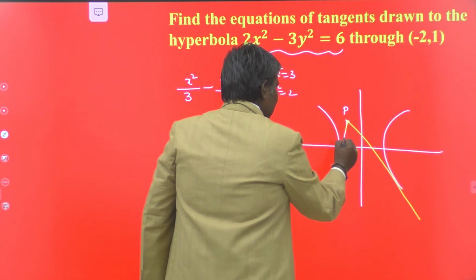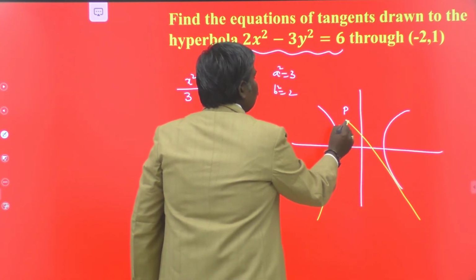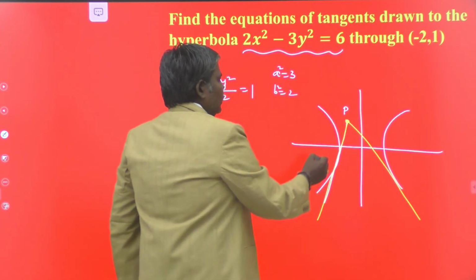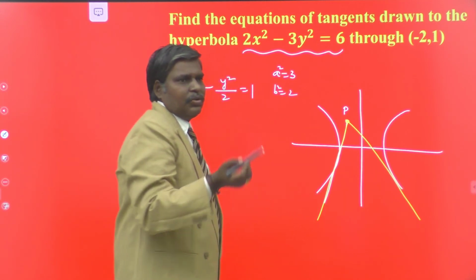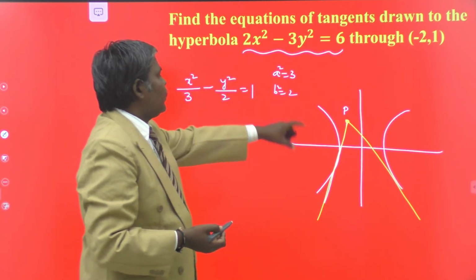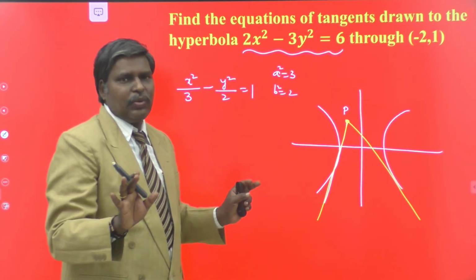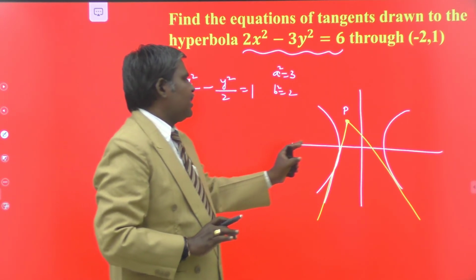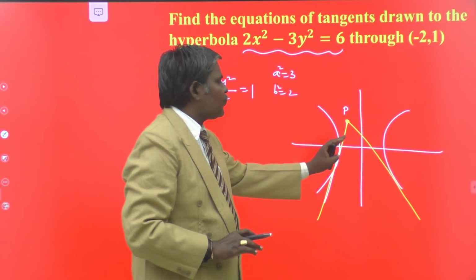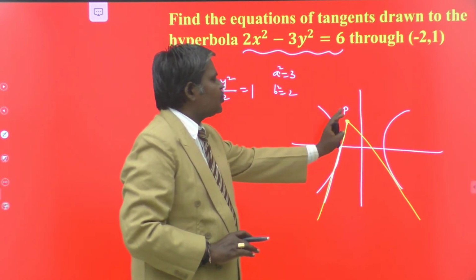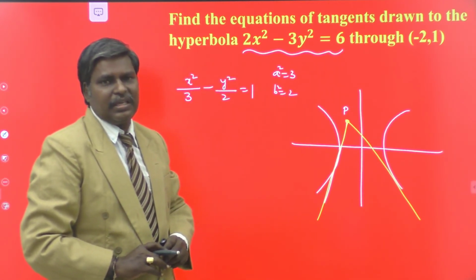These are the tangents through the point to the hyperbola. If the point is on the hyperbola, you know the equation of the tangent at that point: S1 = 0, immediately we can write. But your point is not on the hyperbola. You have to find the equations of tangents through that point. That is the important thing here.